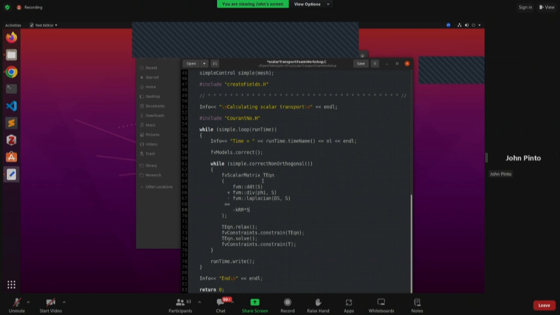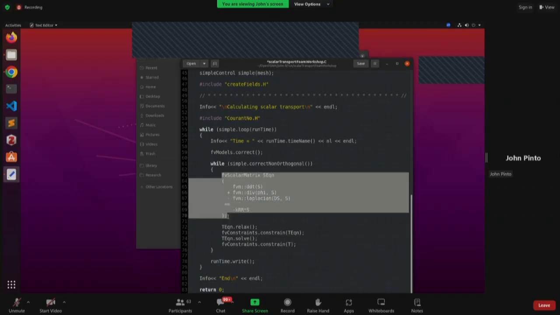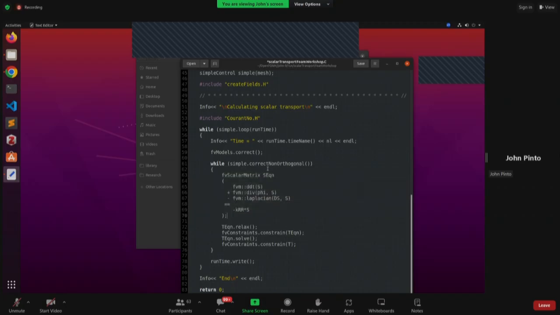Then after this, here you see I have written S everywhere, but my matrix equation is still called T equation. So that I will change and call it S equation. So this is what I have changed over here, only this. Now, this S equation, you have to relax and then solve. Relax if you are giving some under relaxation or something like that. So it will relax and then it will solve those equations. Apply constraints.